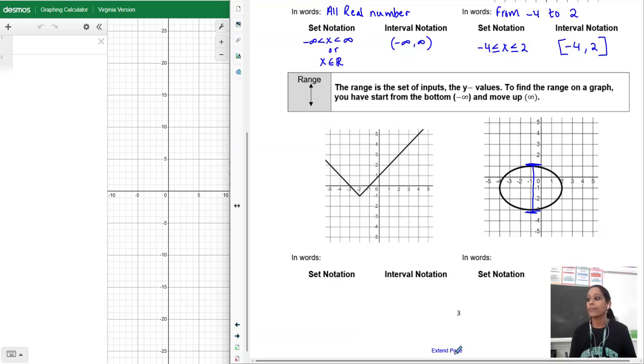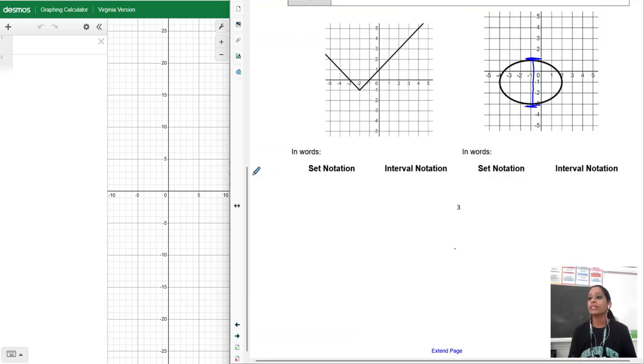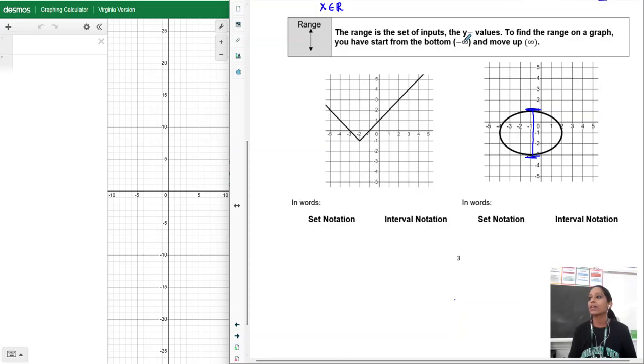So always for range, always start from the bottom and then move up. So from negative infinity all the way up top. In words, we say it's between, and always give the lower number first, -3 and 1.